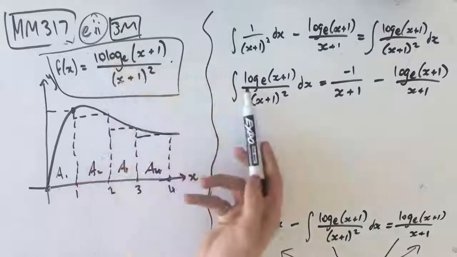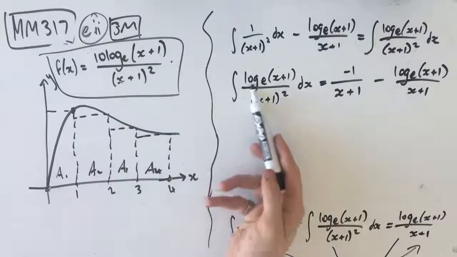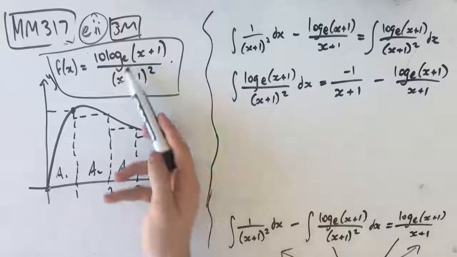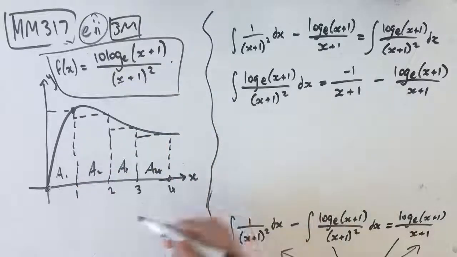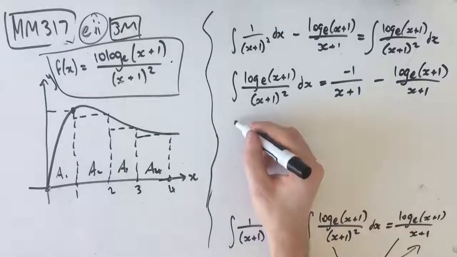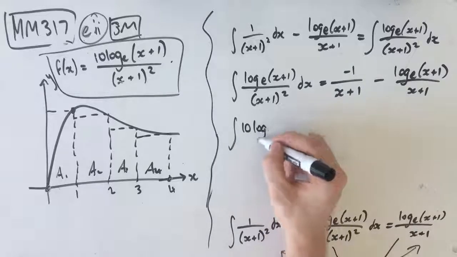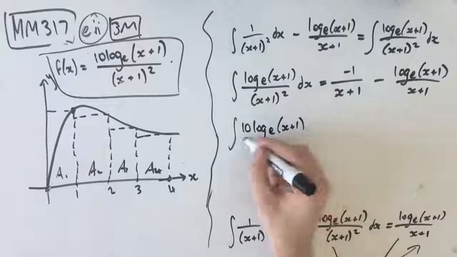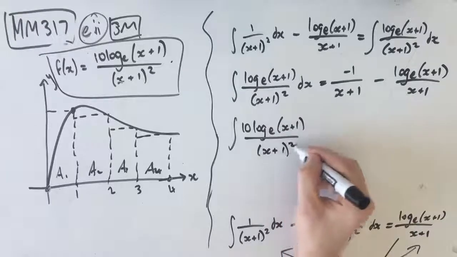But we're missing this 10 out the front. It's exactly the same apart from that. We've got our log e of x plus 1 over x plus 1 squared, which is the same as this, but we need this 10 here. So what are we going to do? We're going to put our 10 there: 10 log e of x plus 1 over x plus 1 squared dx.